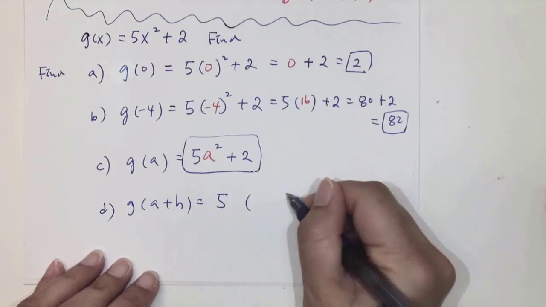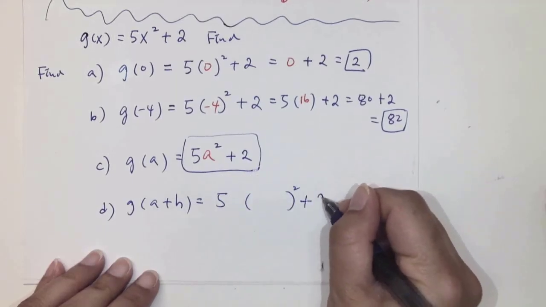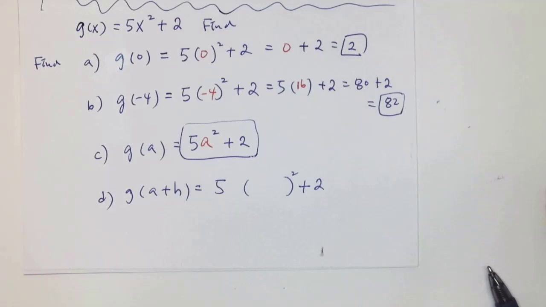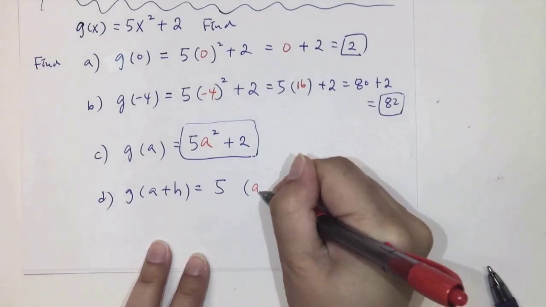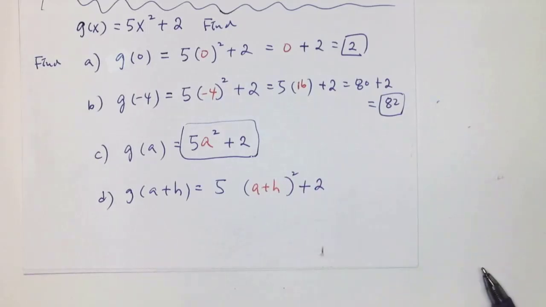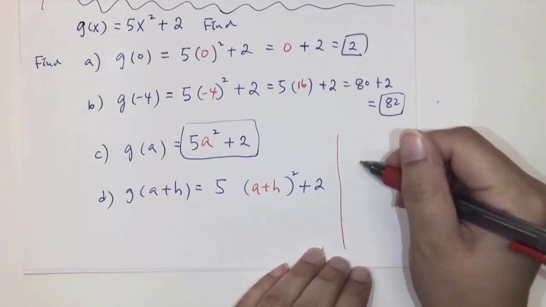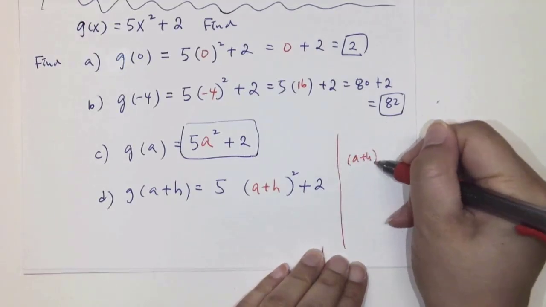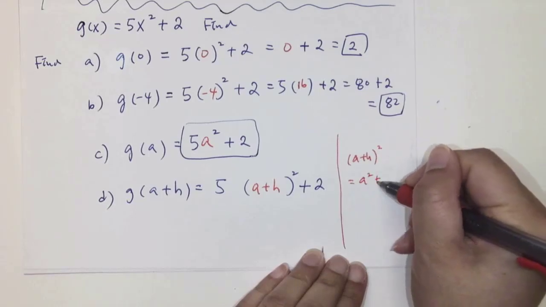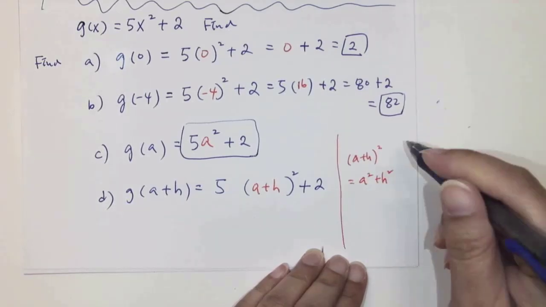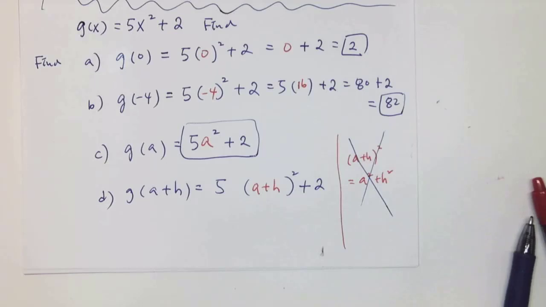Okay, next one is harder. It's 5 times something squared plus 2, right? What do I plug in? A plus h. Very good. How do I square a plus h? One of the common mistakes is people think (a plus h) squared equals a squared plus h squared, which is not right, okay?